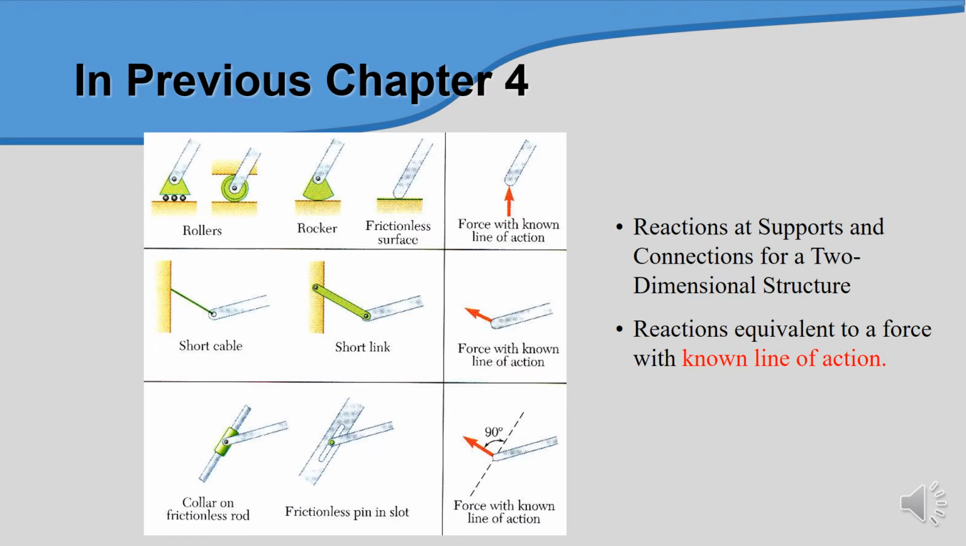We also need to consider this diagram, which shows the reactions at supports and connections of a two-dimensional structure. Reaction equivalent to a force with known line of action. So we have a roller, rockers, frictionless surface. We have a short cable, short link, and we have collar and frictionless rod, frictionless pin in a slot. So the free body diagram of this reaction at support you need to consider.